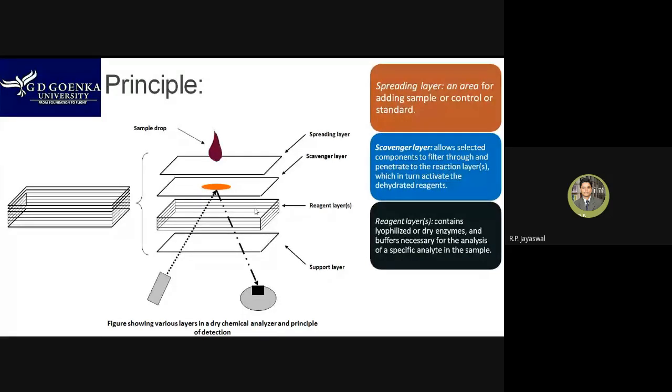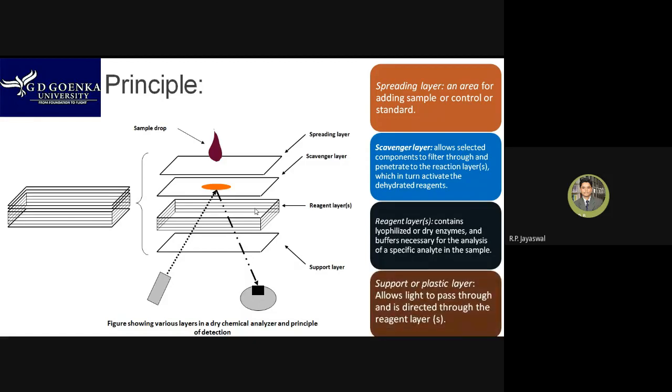So the reagents are basically in dry form. It is not liquid form. It is dried form. All the reagent components, even the buffer components, are in the dried form, and all the reagent components which are necessary for the reactions are present in the reagent layer, right? I hope you are understanding.